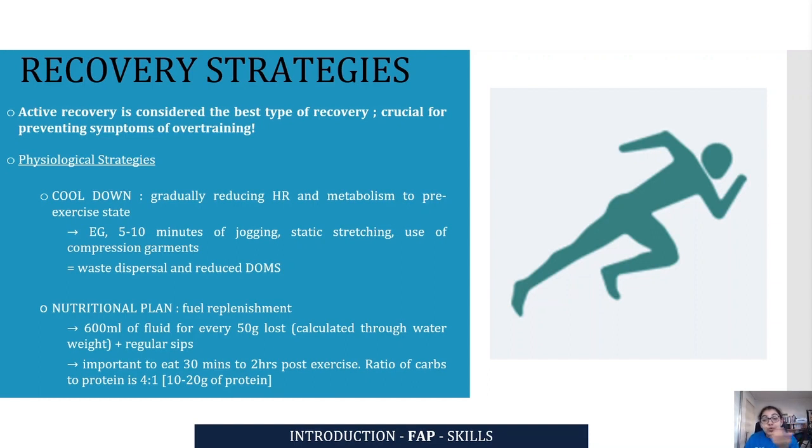Awesome. And nutritional plans. This is where we're focusing on fuel replenishment. So 600 mils of fluid for every 50 grams lost. That is calculated through your water weight and also your regular sips as well. And it is important to eat 30 minutes to 2 hours post-exercise to replenish those fuels. The ratio of carbs to protein is 4 to 1. So essentially, for example, 10 to 20 grams of protein would then mean somewhere between 40 to 80 grams of carbs.